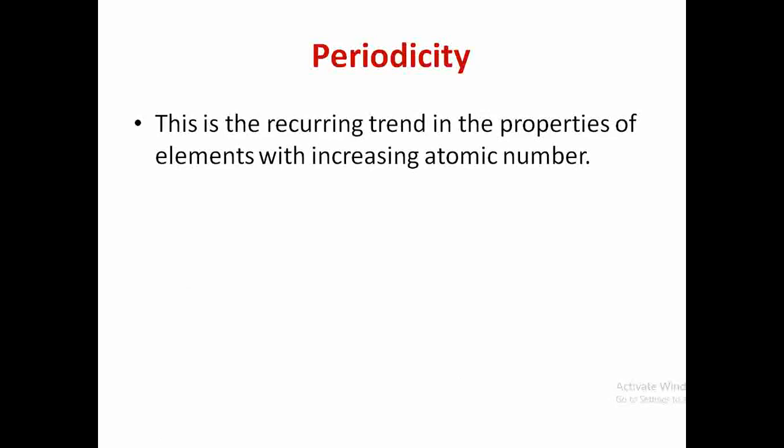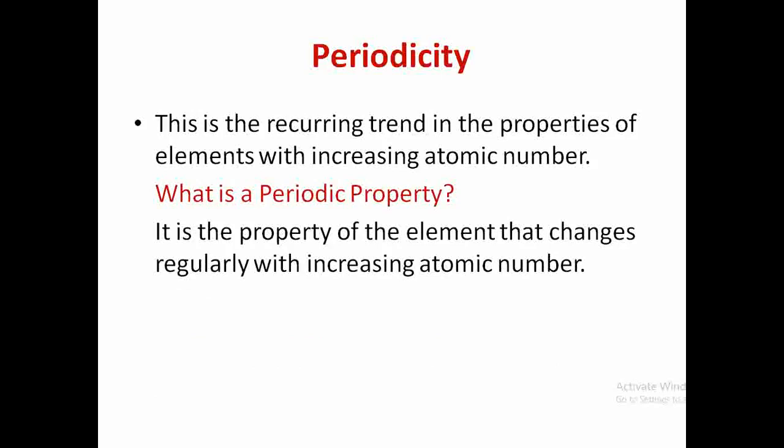What is periodicity? This is the recurrent trend in the properties of elements with increasing atomic number. What is a periodic property? It is the property of the element that changes regularly with increasing atomic number.